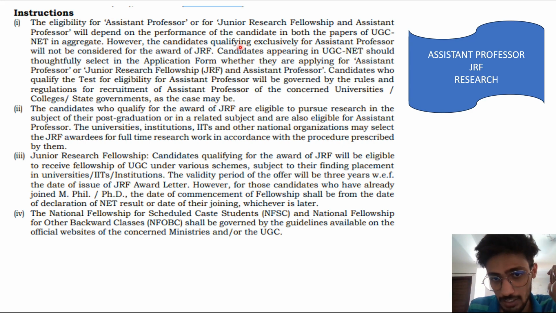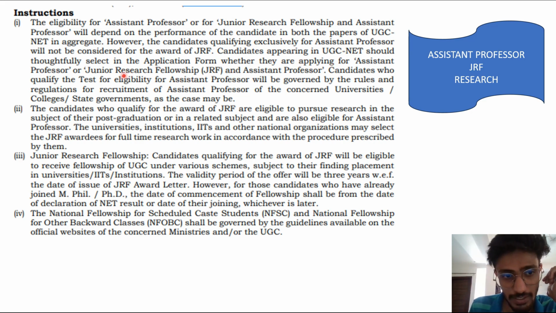However, the candidates qualifying exclusively for AP will not be considered for the award of JRF. If you have not cleared the JRF cutoff, you will not be given JRF. As simple as that. Candidates appearing in UGC NET should thoughtfully select in the application form whether they are applying for AP only or junior research fellowship and assistant professor. So there is an option. You can choose assistant professor alone, or you can choose JRF and assistant professor.